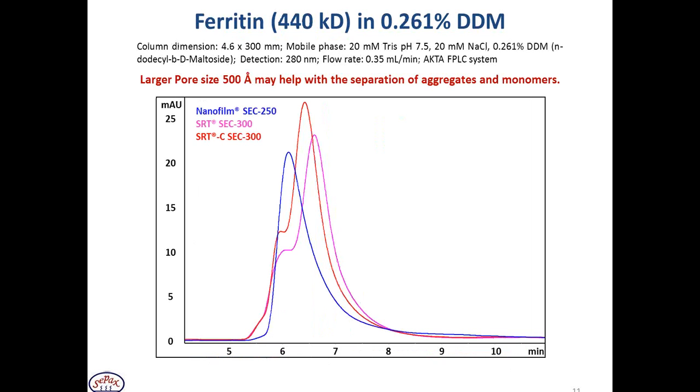Ferritin in complex with DDM is too big for a 300 angstrom pore size. In this chromatogram, you see that the complex is eluting very near the void volume, around 5.5 minutes. It would be better to increase the pore size so that you could better separate out the aggregates and monomer.